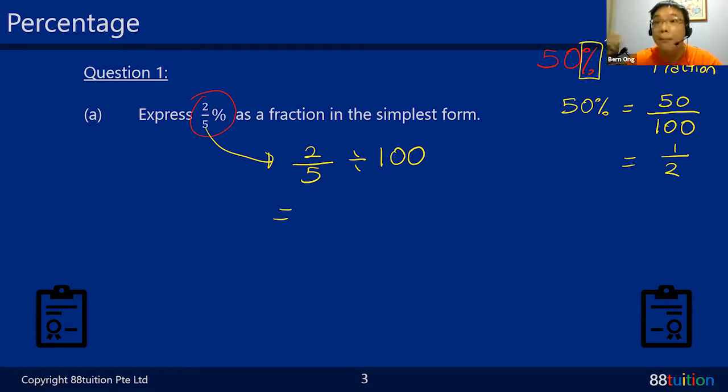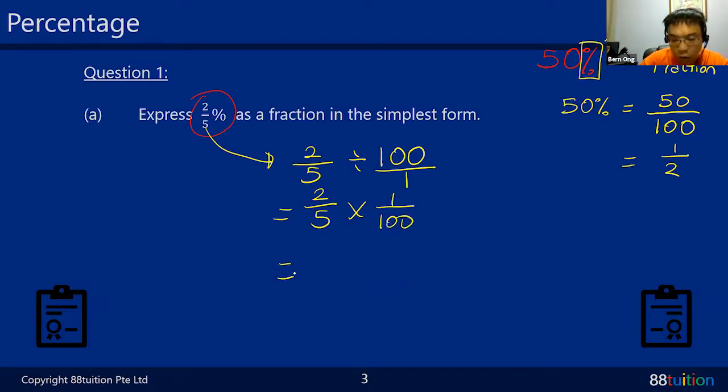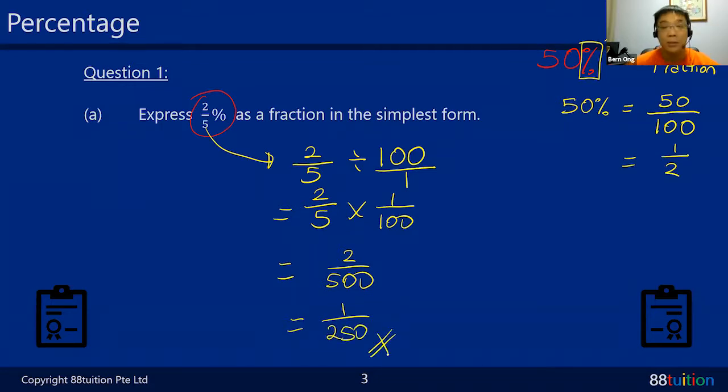Divide by 100. Press your calculator. What do you get? You can say 2 over 5, divide changes to times. This is actually 100 over 1. You flip it, becomes 1 over 100. What do you do? Top times top, bottom times bottom, and reduce to the simplest term. 1 over 250. This is the fraction in the simplest form. Can you see or not? That's simple.